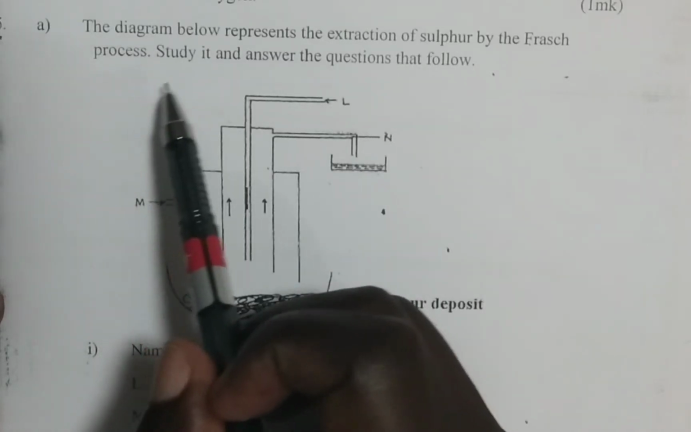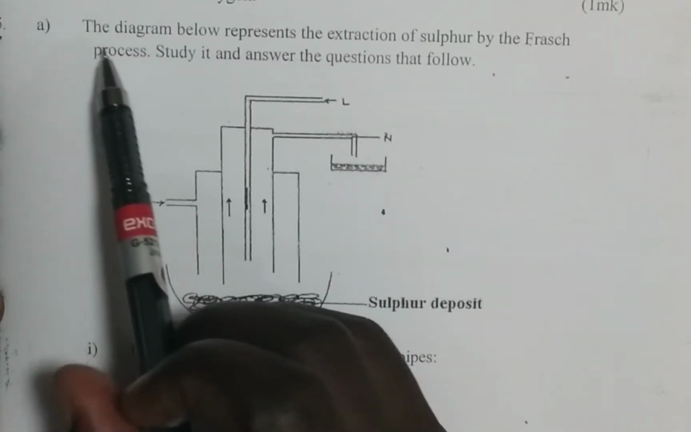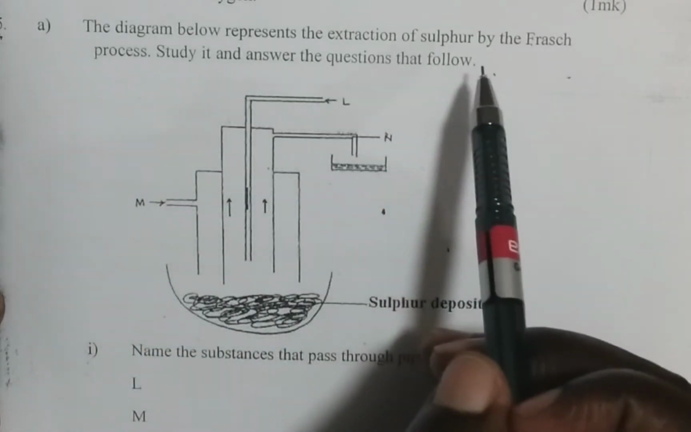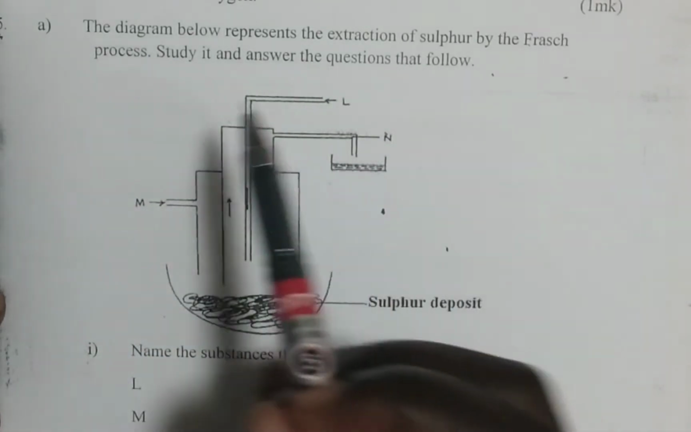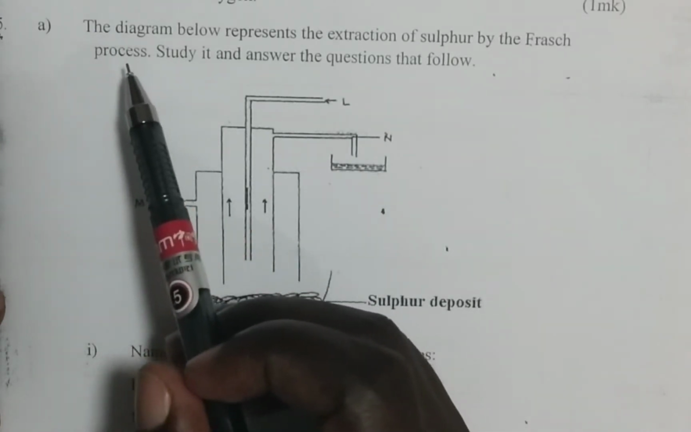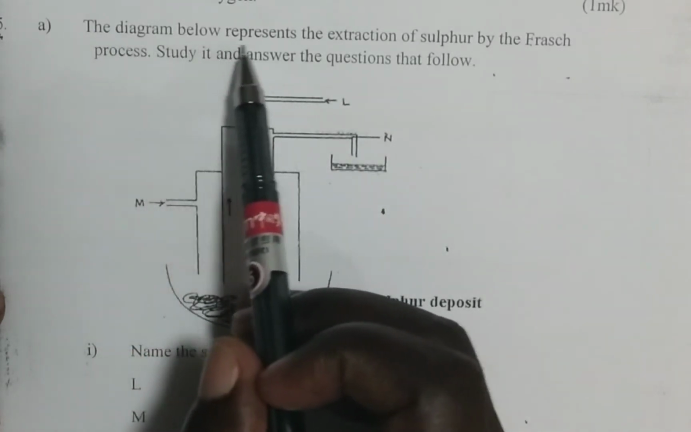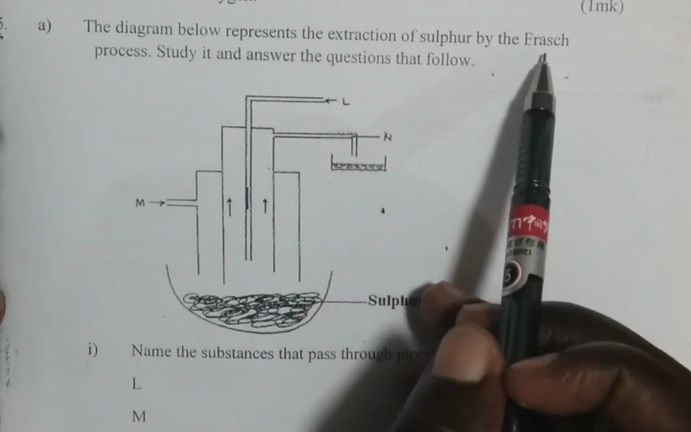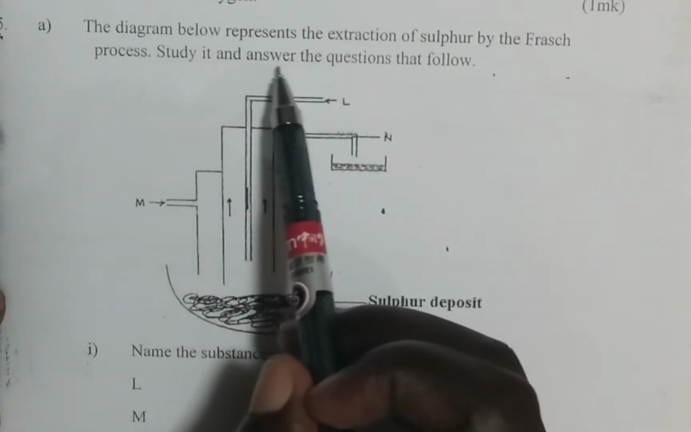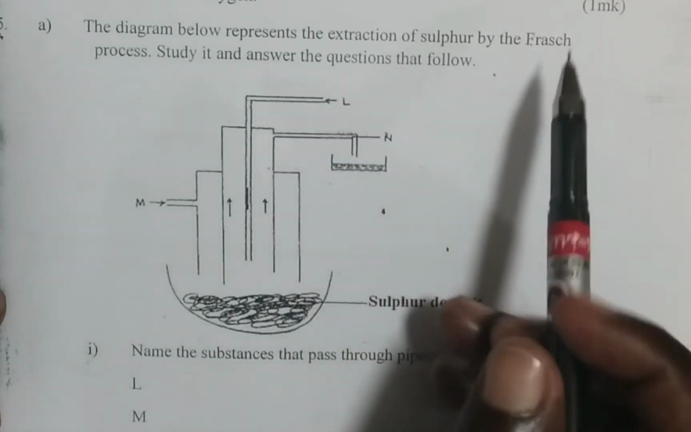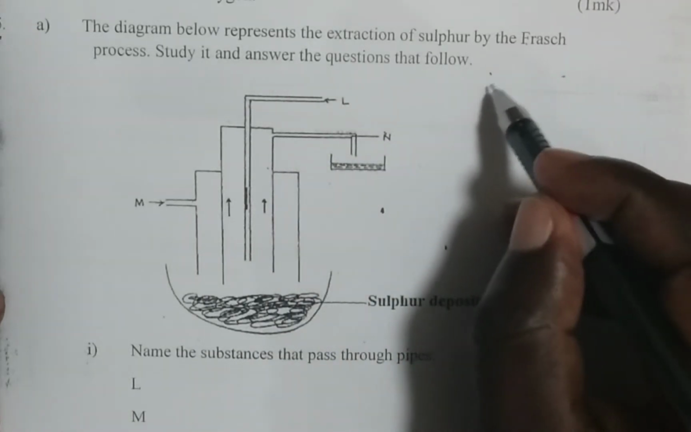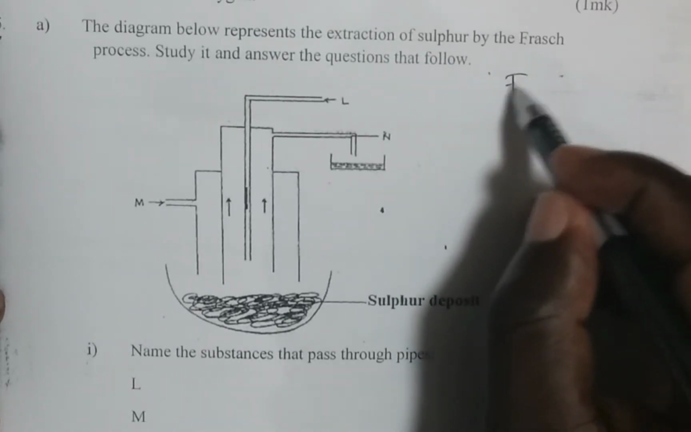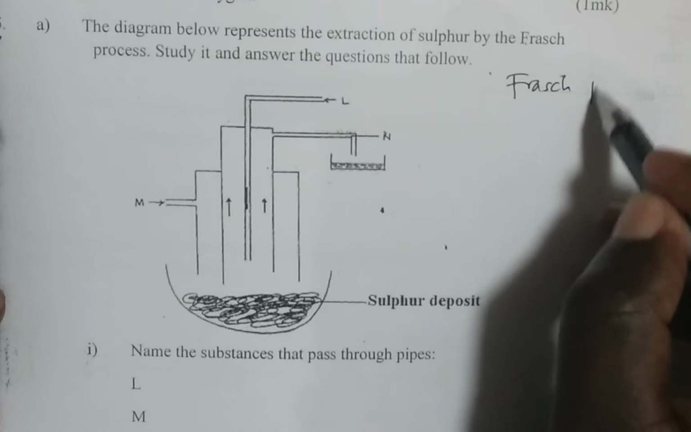Welcome to today's discussion. Today we are going to look at the extraction of sulfur by Frasch process. And the question we have reads, the diagram below represents the extraction of sulfur by Frasch process. Study it and answer the questions that follow. Let us look at the short description of the process. That is the Frasch process.